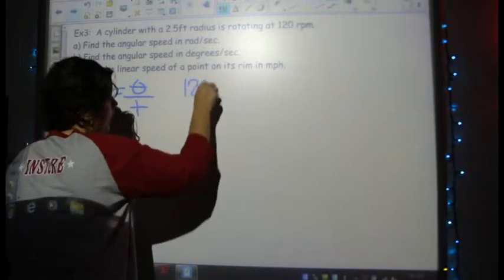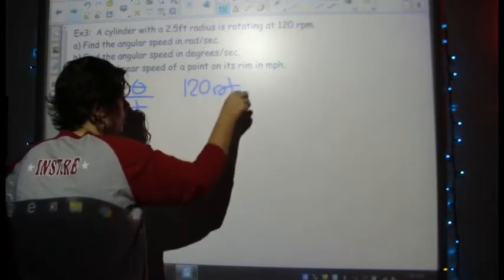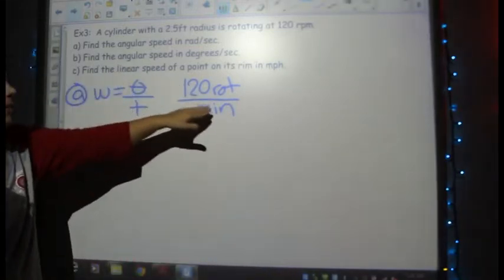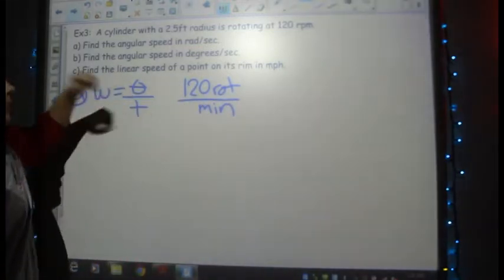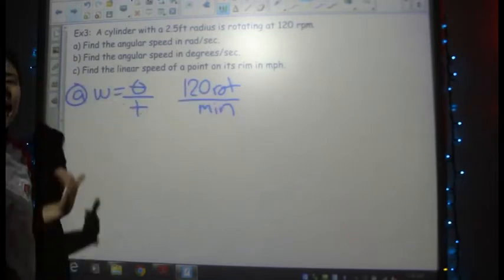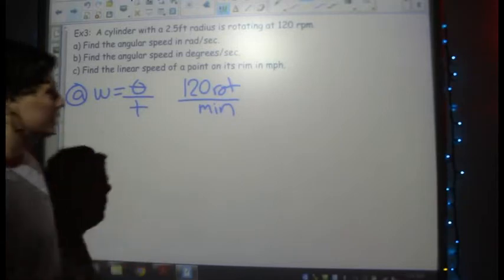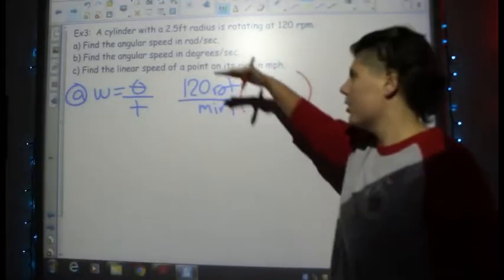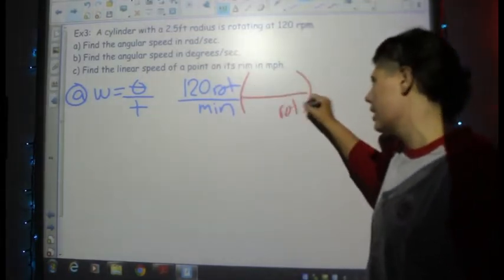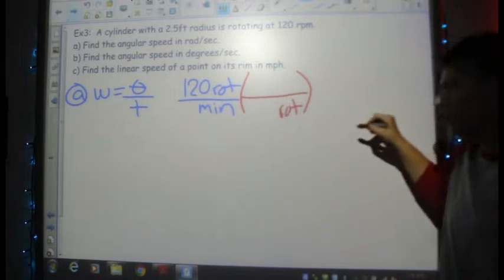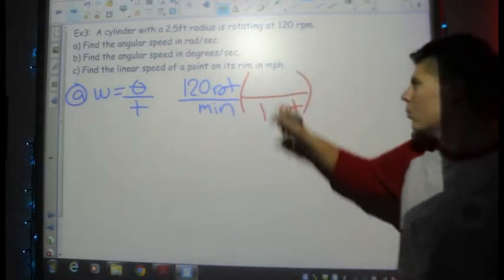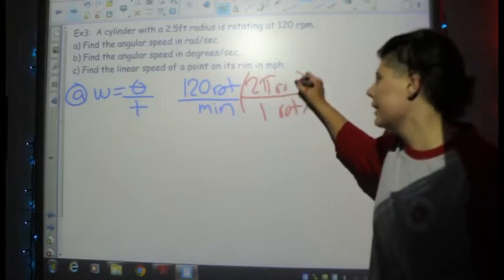So I have 120. Remember, RPMs means rotations per minute. I already have the minutes on the bottom. That's great. But on top, I'm supposed to have theta. I'm supposed to have something in radians. I don't. I have rotations. I've got to change it. I have got to use my conversion factor. Because rotations is on top, I need rotations on the bottom. So I know I'm going to put my rotations down here so the units can cancel. And I know that one rotation, one full go around a circle, is equal to 2 pi radians.